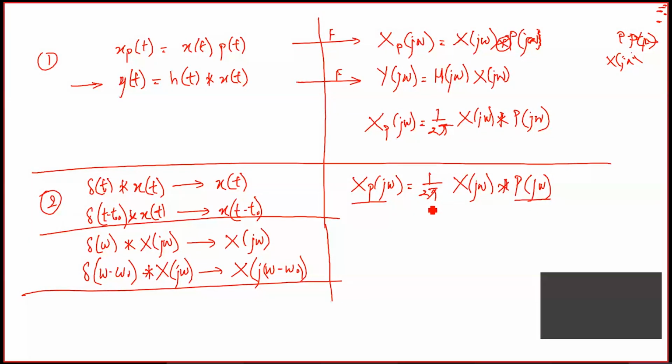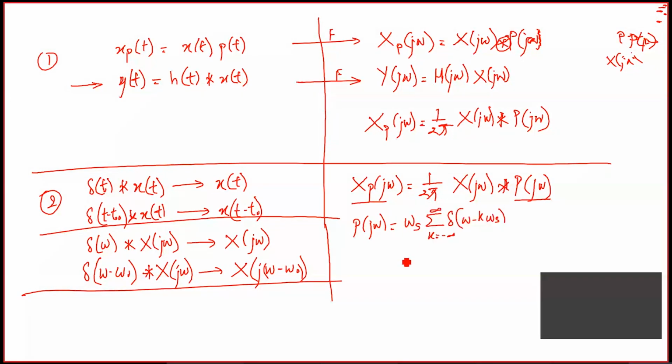And that is what we will see right here. So P(jω), if you see, is basically a set of impulses which are shifted by a multiple of ω_s. This is what P(jω) is, k equal to minus infinity to infinity. Now, if you want to convolve this with anything, we can just expand it.